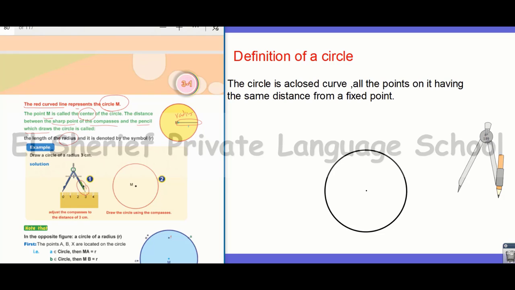First example: how to draw a circle of a radius 3 centimeters. What will we do?